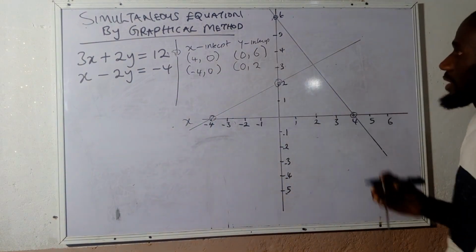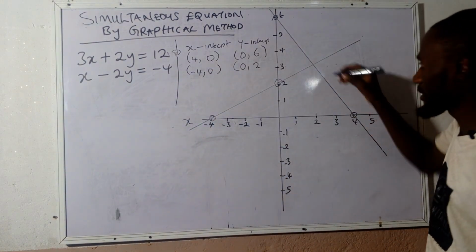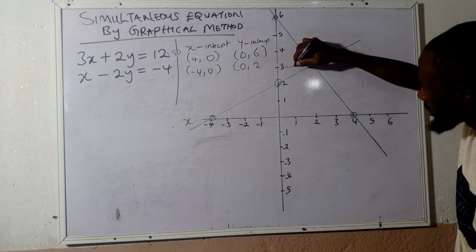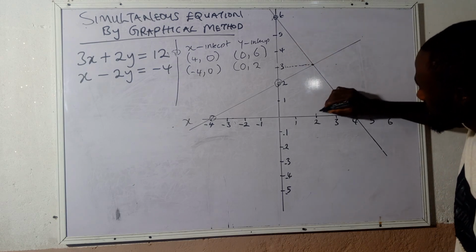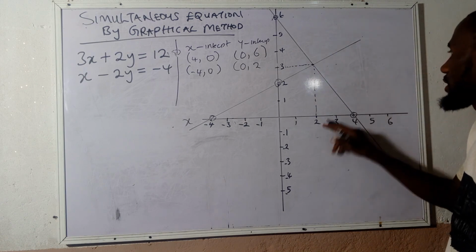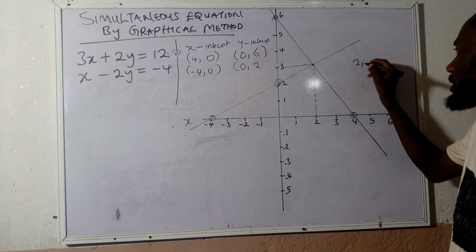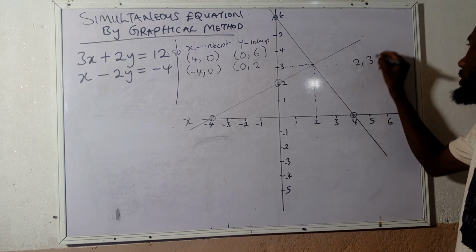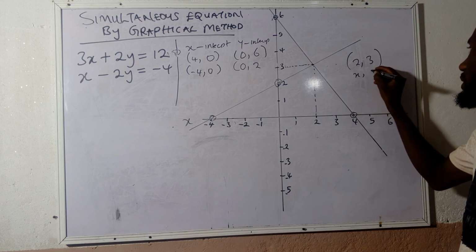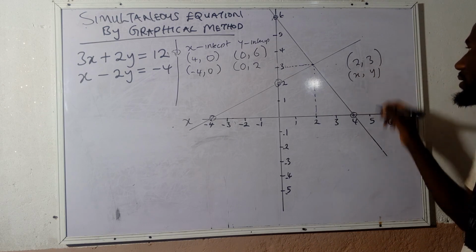And now you consider the point where the two equations meet. That is, the two equations meet at this point, where you can judge that x is 2 and y is 3. Therefore, x is 2 and y is 3.